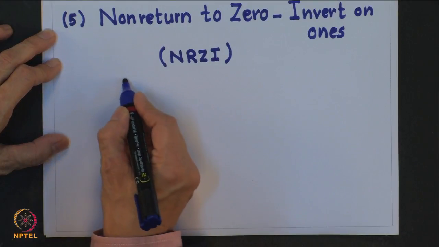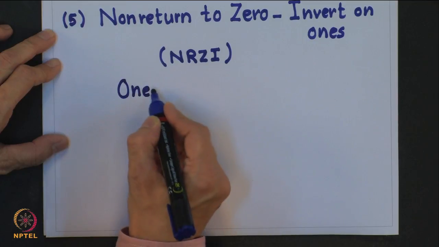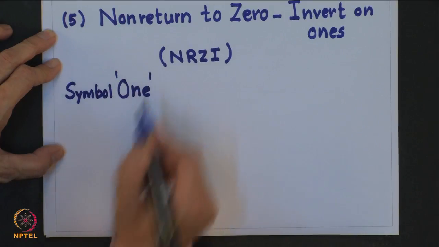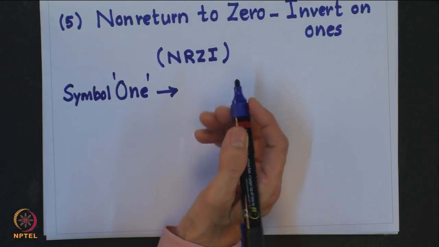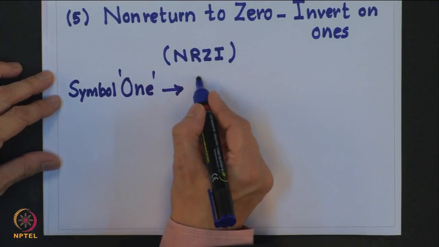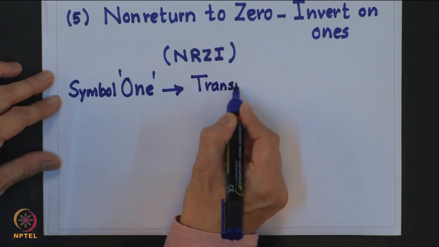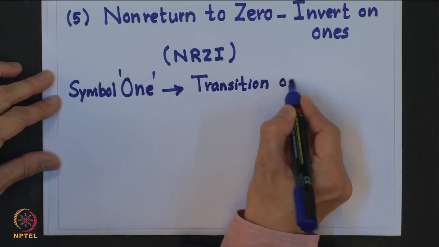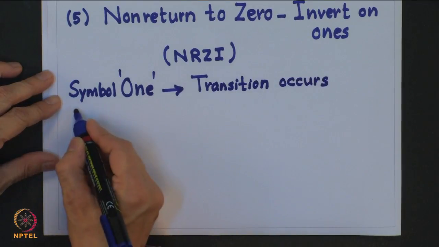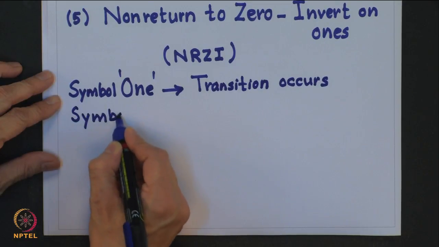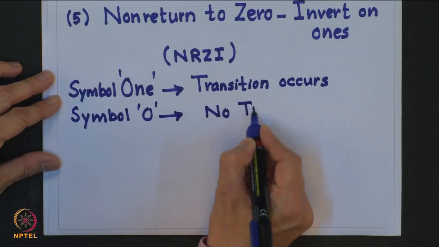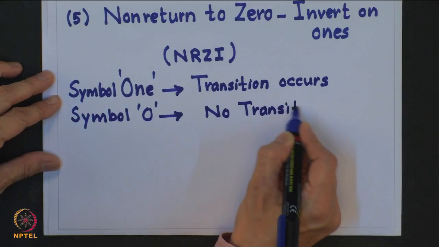So, what we could do is something like this. For one symbol 1, let us say transition occurs, and for symbol 0 no transition. The signal would look something like this.